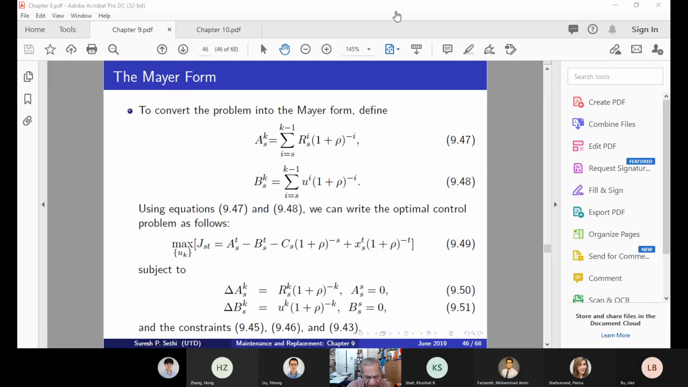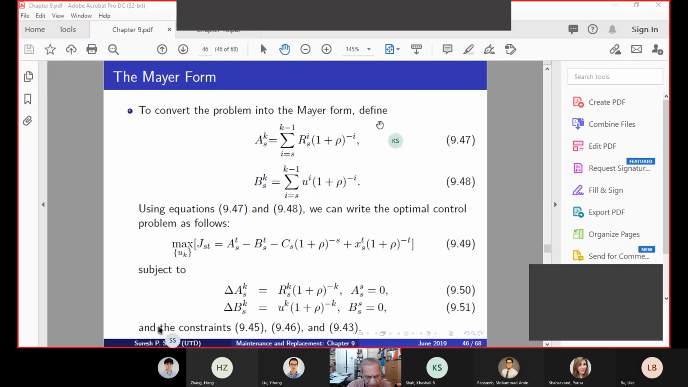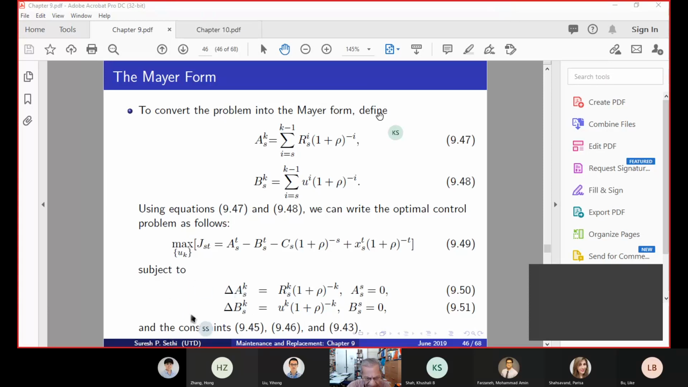The change here will be subject to this and the state equations 9.45 and 9.46, and the constraint 9.43. These two are state equations. This is a constraint. So that would be a change. I have to see whether it's also in the book, so we'll talk about that later.